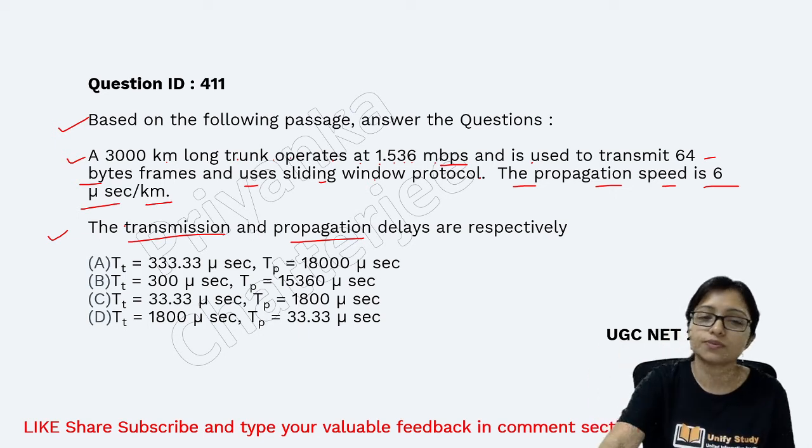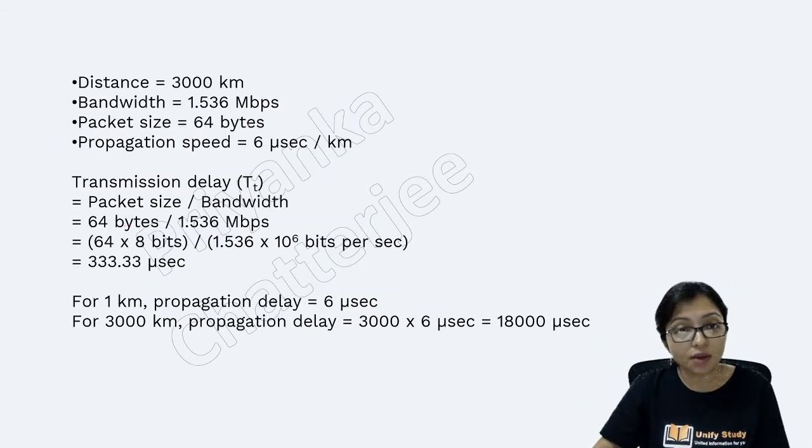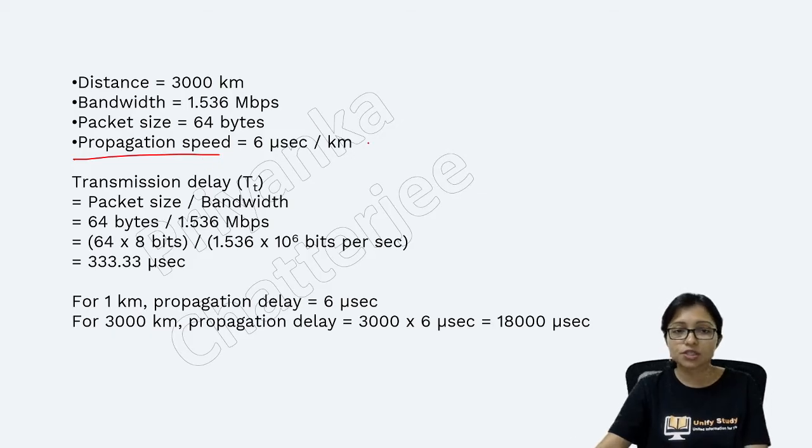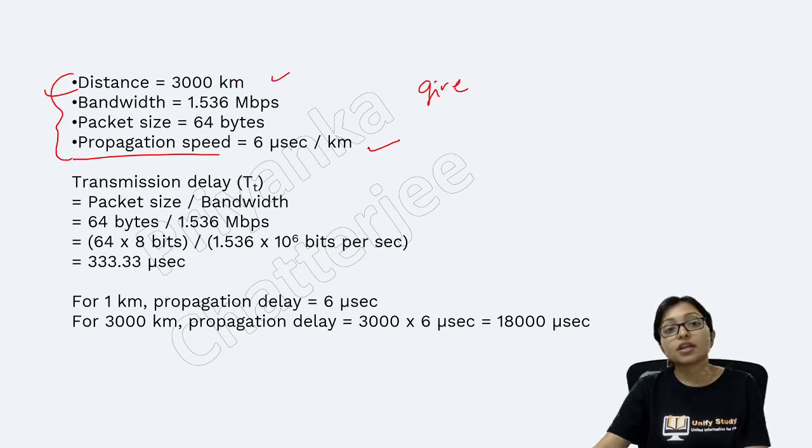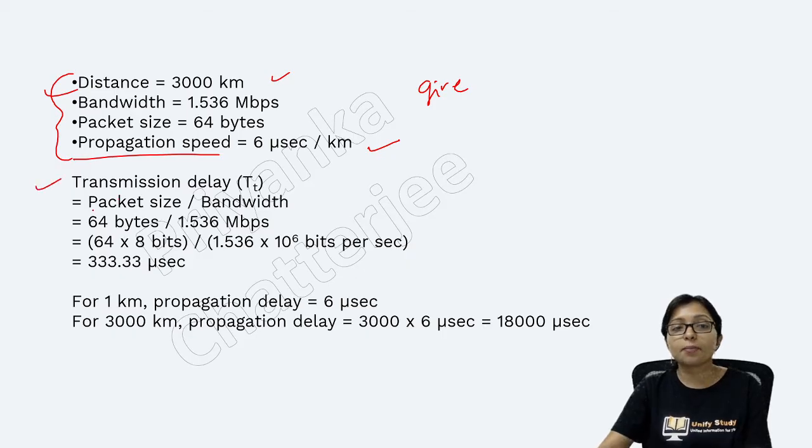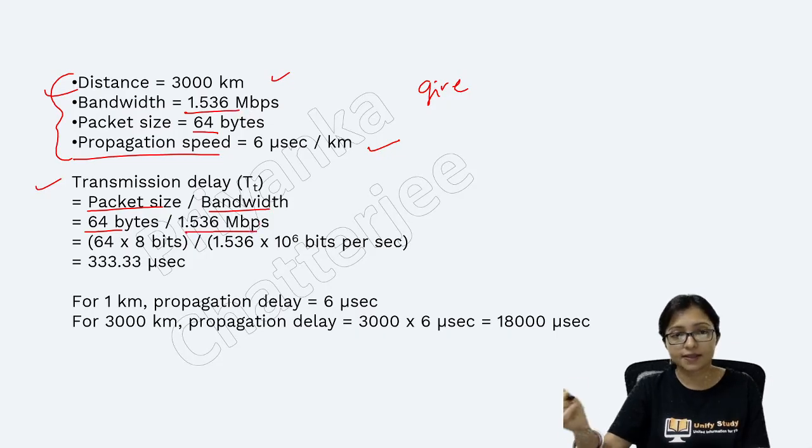Now I am showing you what to do. Just now I told you that propagation is what? Propagation speed is given, distance is given, these are your given data. Right? Now what to do for transmission delay? Packet size by bandwidth. So packet size is what? 64 byte. Bandwidth is what? 1.536 mbps.